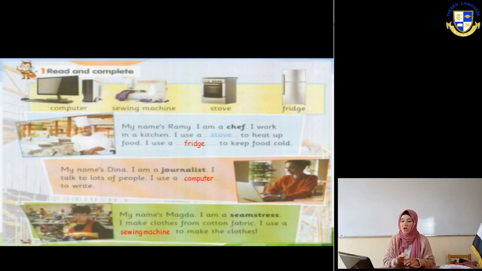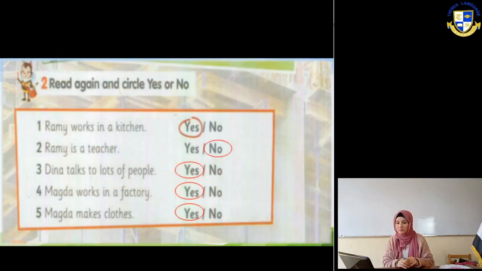Now, next slide. Exercise number 2. Read again. Let's read again and circle yes or no. Number 1. Rami works in a kitchen. He's working inside the kitchen. It's already done. Yes, he's a chef. Number 2. Rami is a teacher working in the kitchen. No. Circle no.